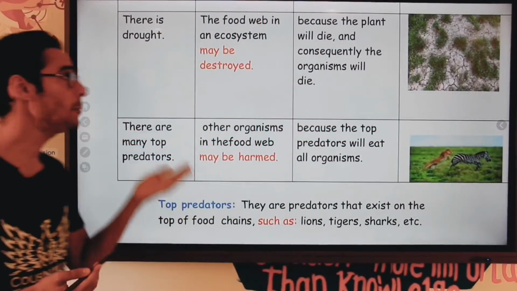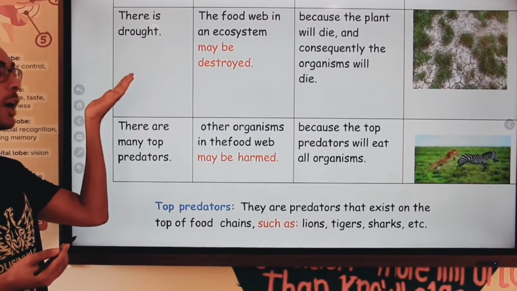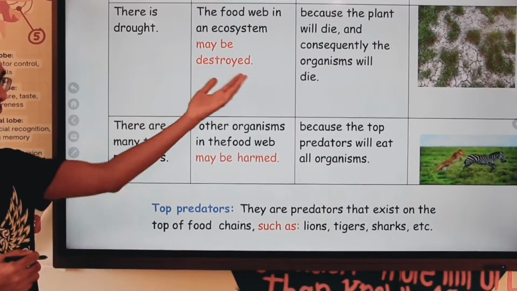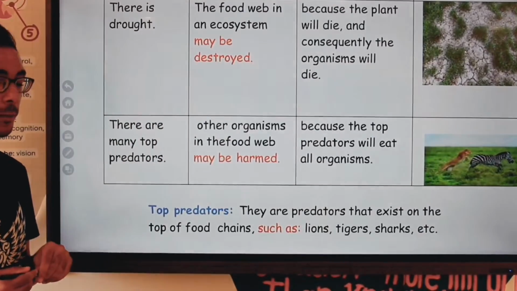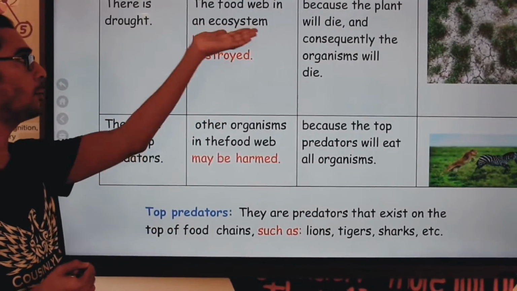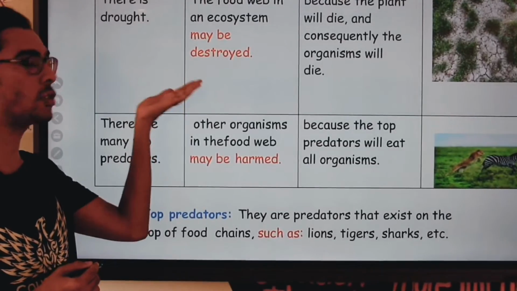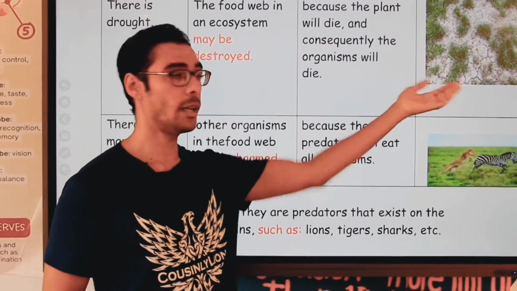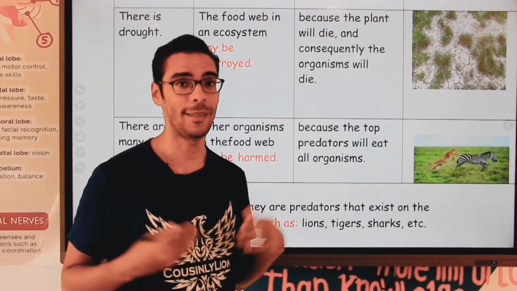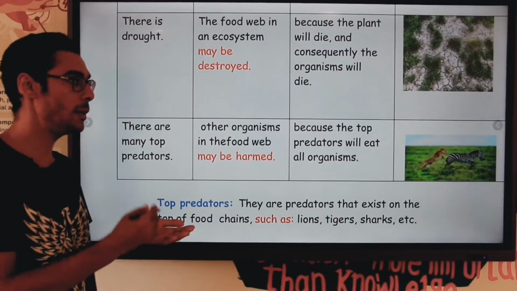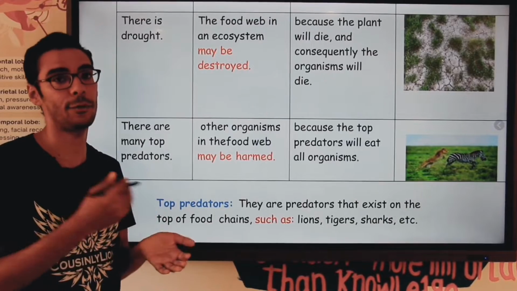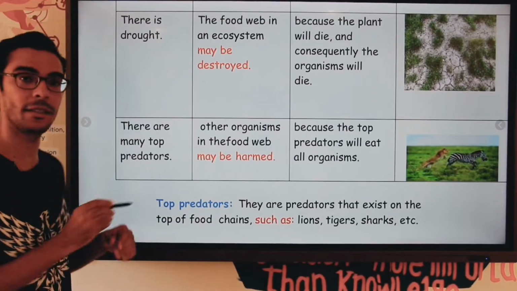When we change the conditions here, the ecosystem might be destroyed. So here is the question again: what happens if we have drought in an ecosystem such as the forest or another ecosystem? The answer is going to be that the food web in the ecosystem may be destroyed, because the drought there negatively affects the food web in the ecosystem. From the consequences of a changing climate, it could be good for some animals and bad for other animals. That might affect their population.